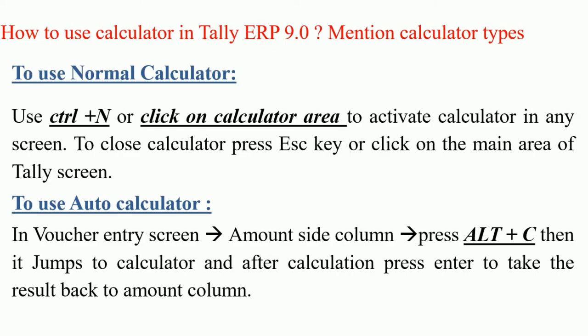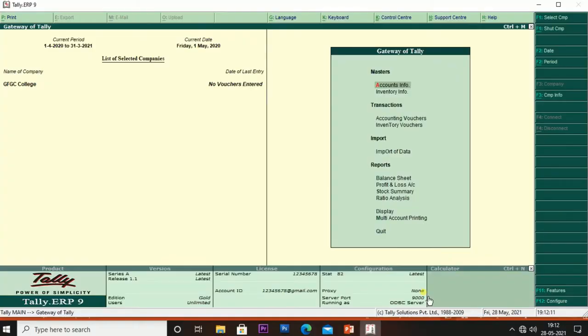Then to use auto calculator, that is the second type of calculator. In voucher entry screen, amount side column, press Alt plus C, then it jumps to auto calculator, and after calculation, press enter to take the result back to amount column. Okay, we will see a demo on it.